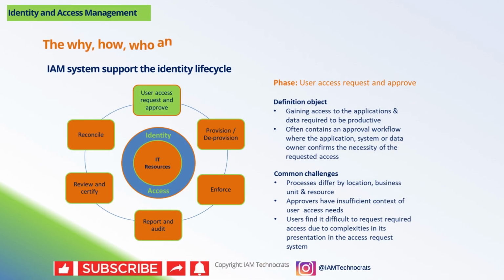Phase 1. User access request and approval. Definition and objective: gaining access to the applications and the data required to be productive, which often contains an approval workflow where the application, system or data owner confirms the necessity of the requested access. Common challenges: processes differ by location. Business unit and resource approvers have insufficient context of user access needs. Users find it difficult to request required access due to complexities in its presentation in the access request system.